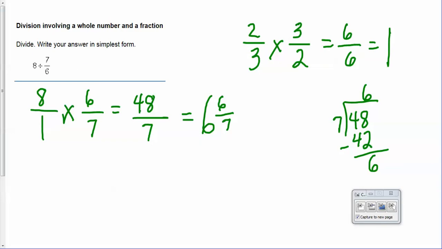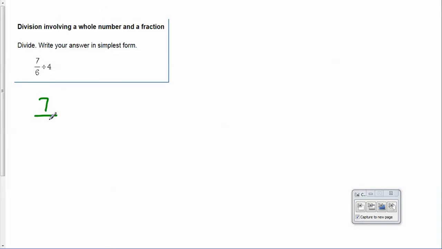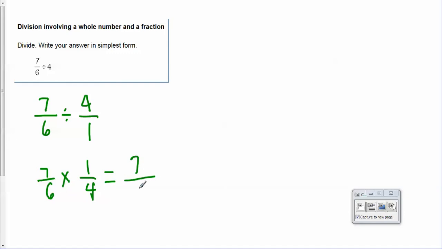Let's look at another example. 7/6 divided by 4. We can multiply by the reciprocal. 7/6 divided by 4/1. Well, the reciprocal of 4/1 is 1/4. So 7/6 times 1/4. 7 times 1 equals 7. And 6 times 4 equals 24. That is in its simplest form. And so we can leave it as it is.